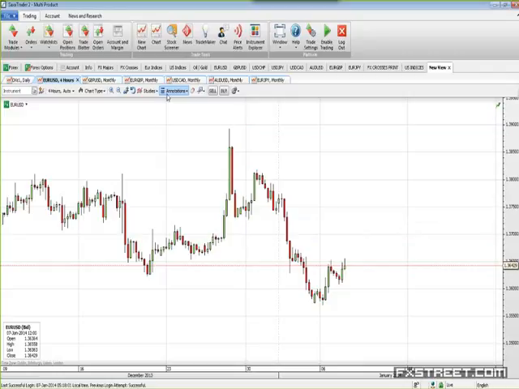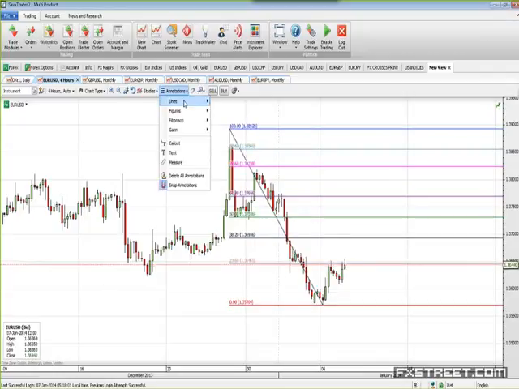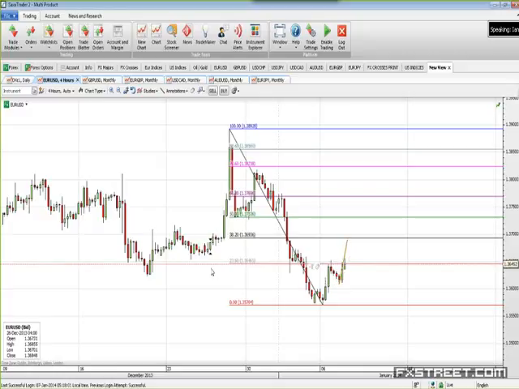Let's just get rid of that for a second. I'm going to show you. I'm going to try and overlay the two on top of each other. Okay, did pause at 23.6%, but most of the time it'll break through there. I'm looking for a move up towards at least 38.2.